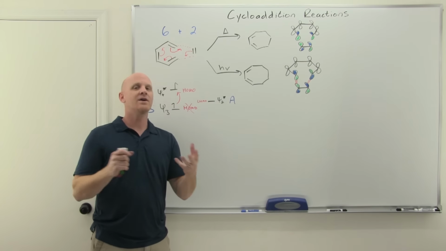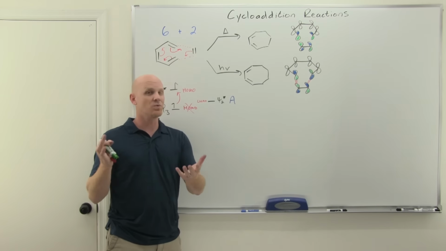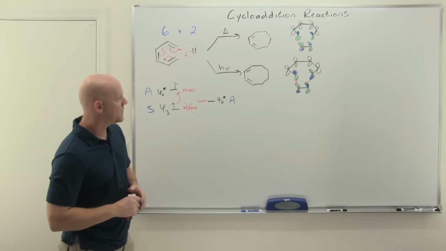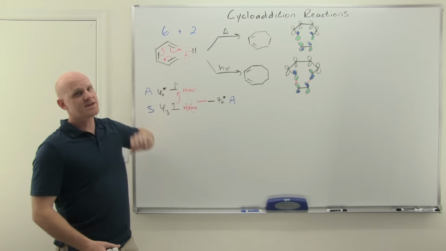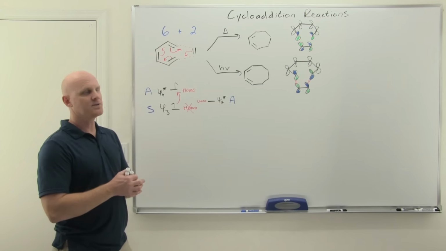Whereas suprafacial-antarafacial, the reactant that goes antarafacial, does the opposite stereochemistry-wise of what the Diels-Alder did. Cool. So that's the 6+2 cycloaddition. We'll see one little special thing about the 2+2 cycloaddition now.